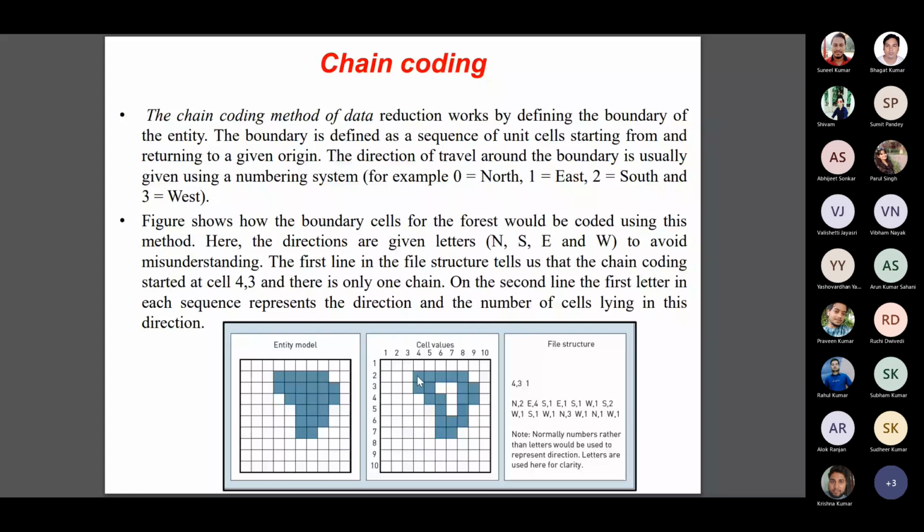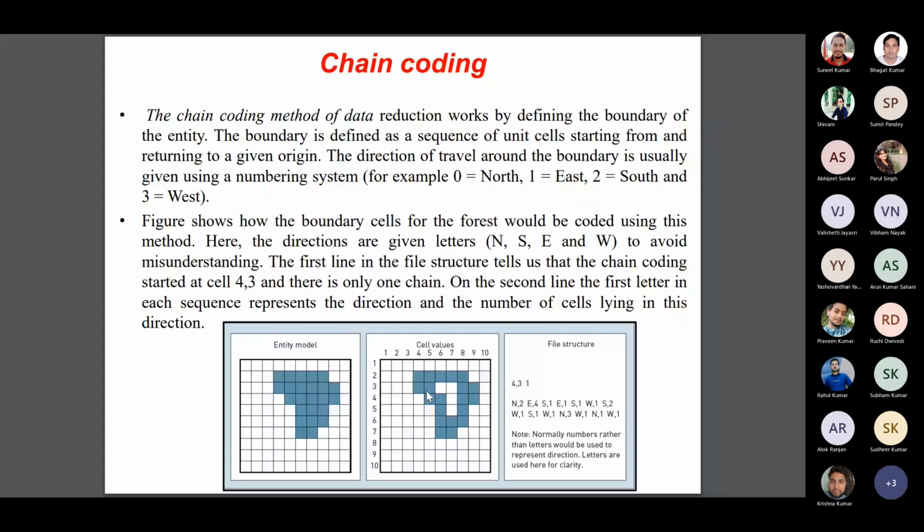So in north direction, 1, 2 cells. Okay. Once you have moved 2 cells, the next one is 1, 2, 3, 4 cells in east direction. So E, 4. Then south 1. Then east 1. Again south 1. Then west 1. Then south 1, 2. Then west 1. Then south 1. And so on. You have to move in this way. So this is how this chain encoding works.